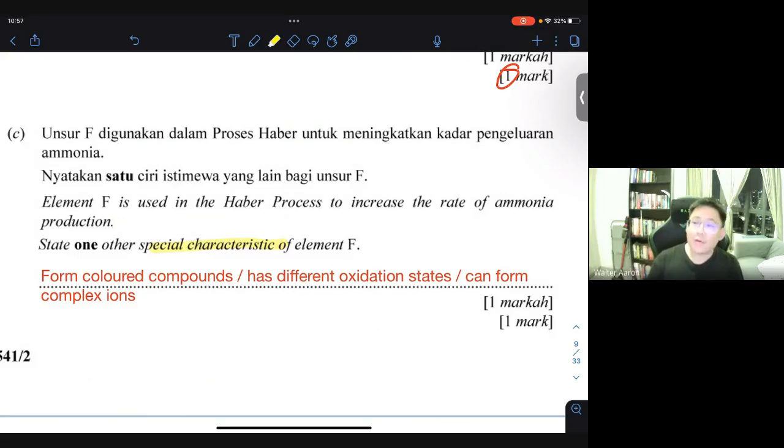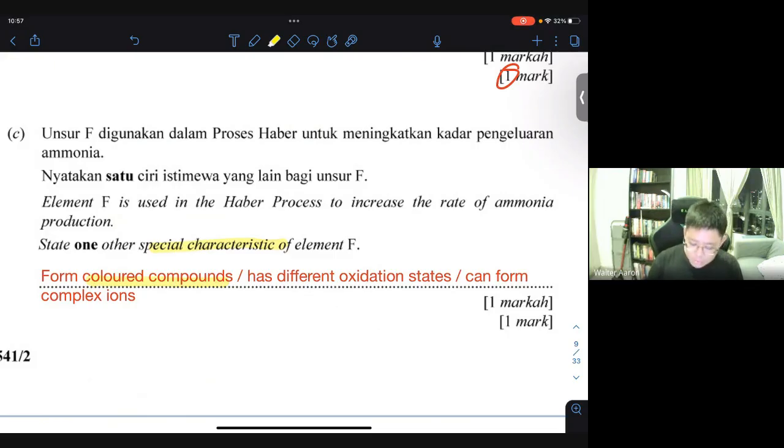You know that there are a few very unique features of the transition elements. First of all, you can write that they form colored compounds. For example, remember we talked about different kinds of transition element ions, like copper 2 will be blue, manganese 7 is purple, chromium 6 is orange, and iron 2 is green, and so on. So different oxidation states of different transition elements have different colors. If they combine with other non-metals, they can form colored compounds.